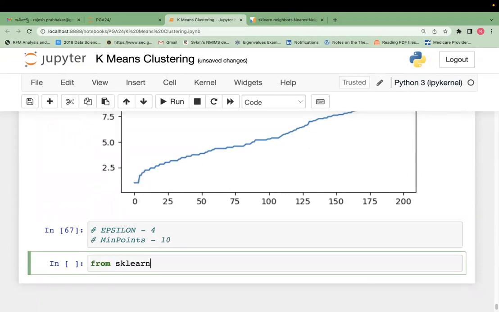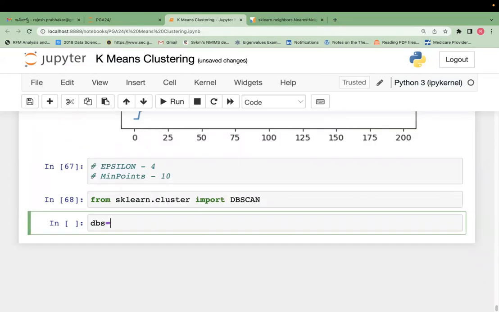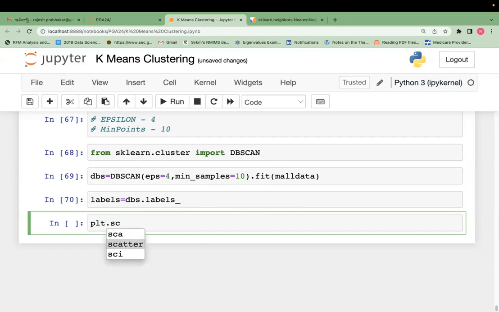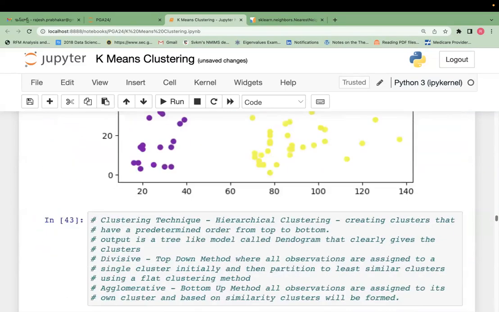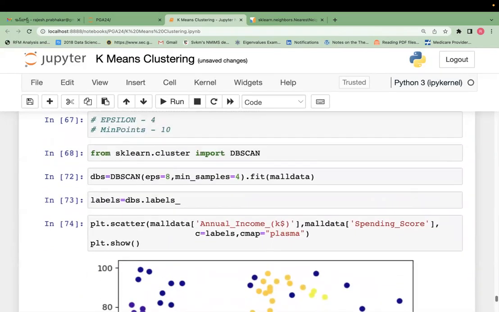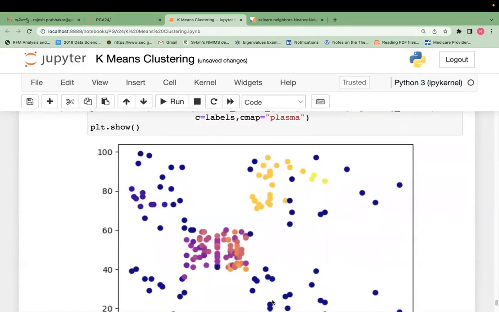From sklearn dot cluster import DBSCAN; dbs equals DBSCAN with eps equal to 4, min underscore samples equal to 10, dot fit on the small data. Labels equals dbs dot labels, then plt dot scatter on the small data. You have done this, right? You got everything blue? With epsilon 8 and min samples 4, we are getting these: these are the core, these are the border, and all the blue are noise.